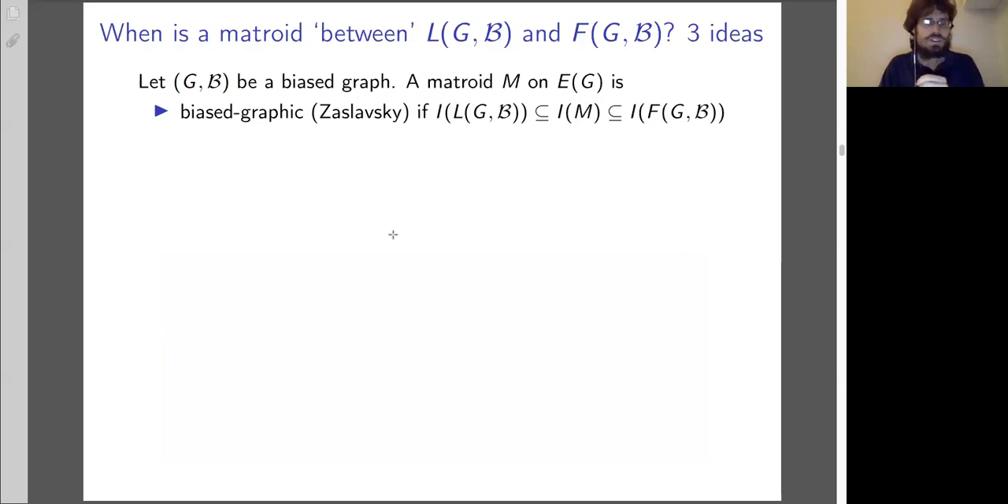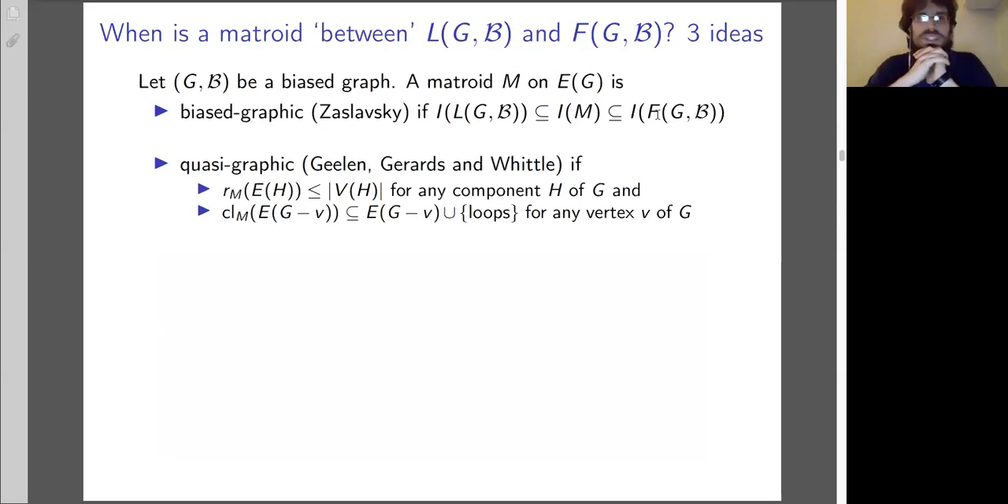So the first goes right back to Zaslavsky. And he said, well, look, why don't we just say a matroid lies between the lifted graphic and the frame matroid for a biased graph if every independent set in the lift matroid is also independent in the matroid, and every independent set of the matroid is independent also in the corresponding frame matroid. Okay, it seems like a straightforward idea.